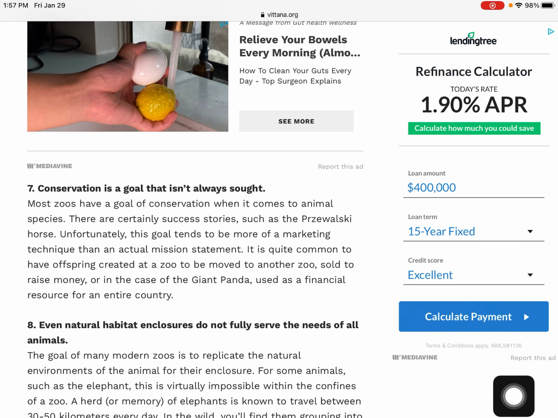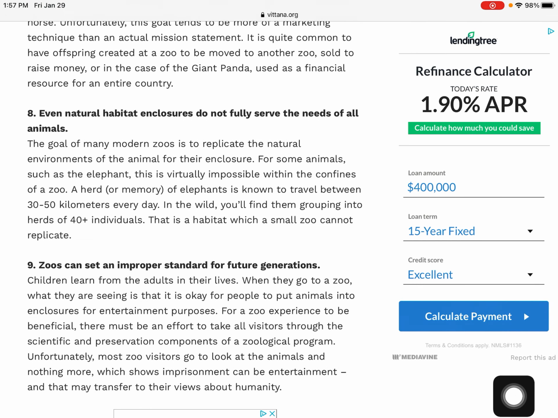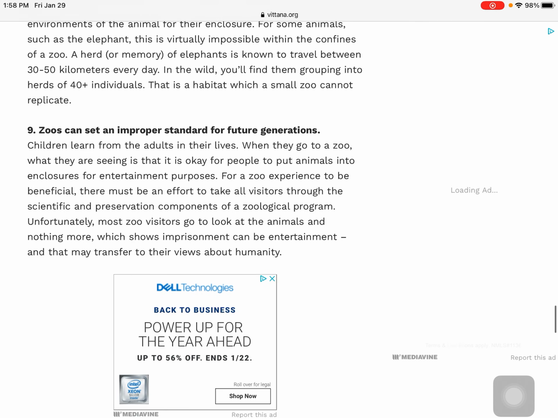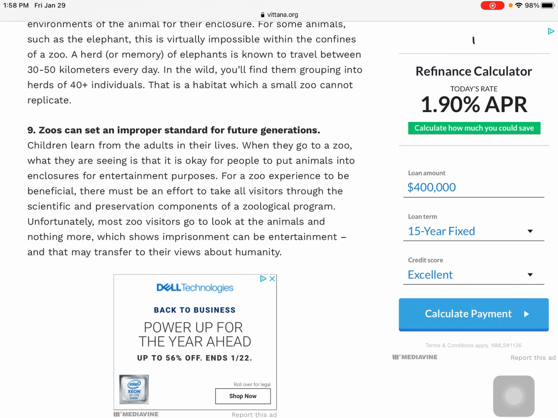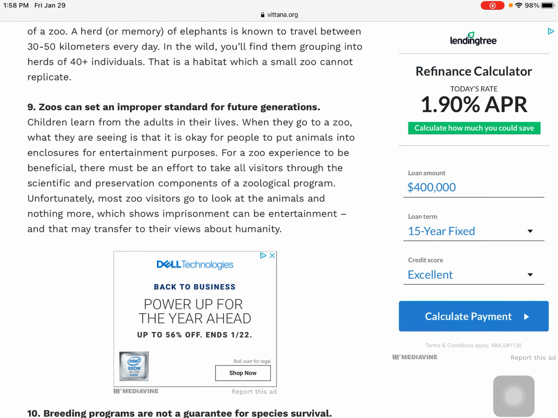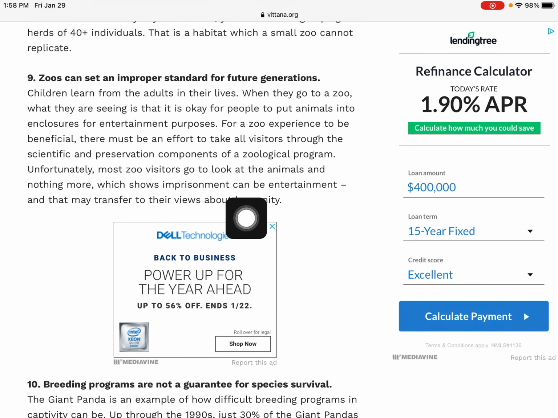So that's not a good thing. Number 8, even natural habitat enclosures do not fully serve the needs of all of their animals. So different animals are going to have different needs, and they can't meet all of those needs. Number 9, zoos can set an improper standard for future generations. So like it's setting a really bad example for kids when we treat animals like they're just for entertainment.